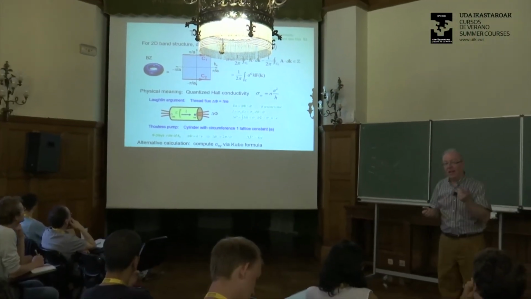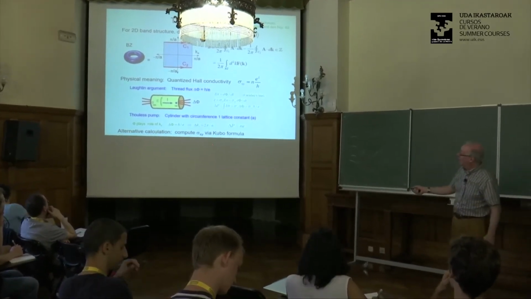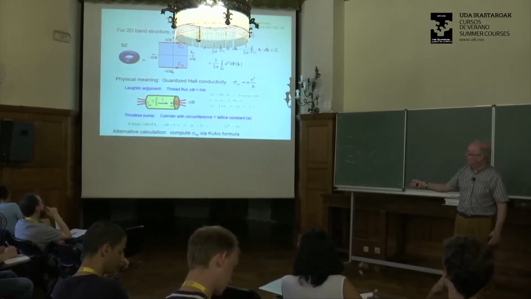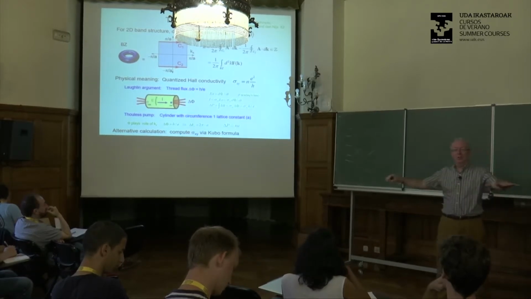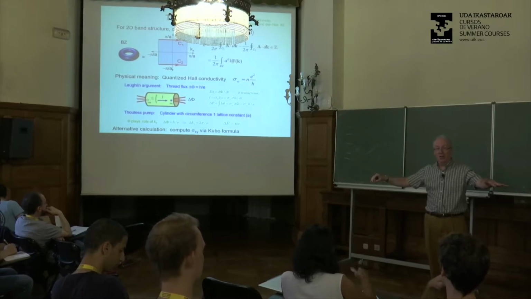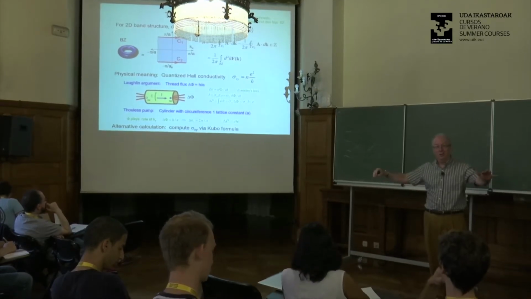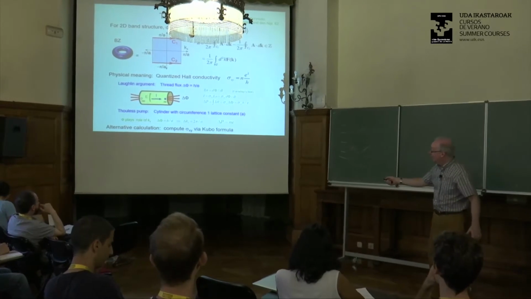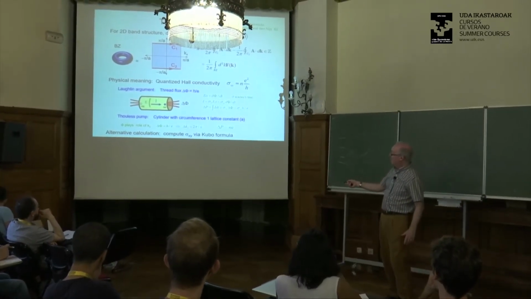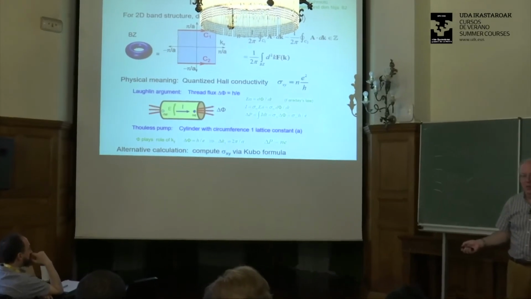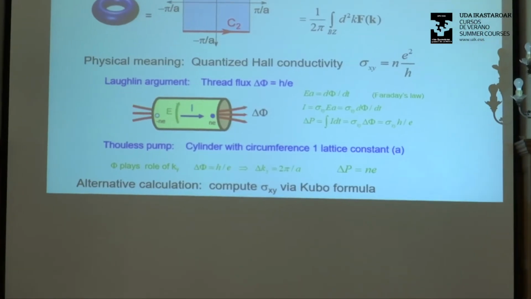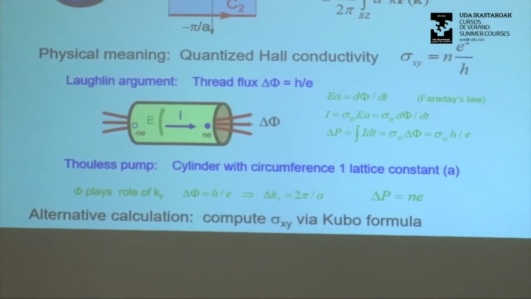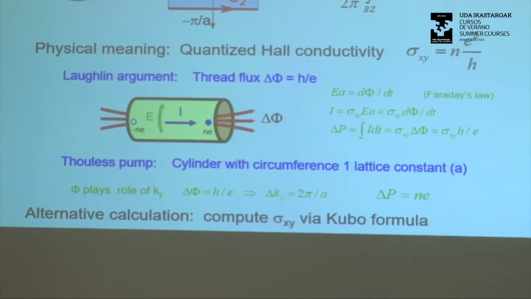Now, there's another calculation you can do, and this is actually the one that Thouless did first, which is you can just compute the Hall conductivity in this two-dimensional band structure using linear response theory, using the Kubo formula. And what you find when you do that is that the Hall conductivity is given by exactly the same formula as the integral of the Berry curvature. And so that's another calculation which is worthwhile to go through.